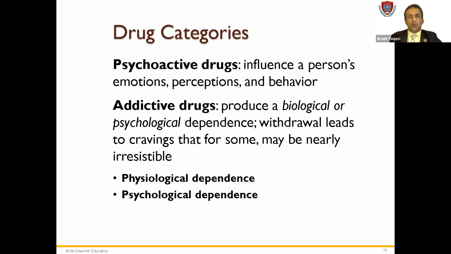Addictive drugs produce a biological or psychological dependency. For example, marijuana doesn't have any biological dependency, but it has a high rate of psychological dependency. If you want to quit using marijuana, the craving is very high. It creates a lot of disturbance for you when you want to quit. Withdrawal leads to craving that for some may be nearly irresistible. It's very interesting that cigarettes have both sides, psychological dependency and biological dependency, with the highest rate of craving.